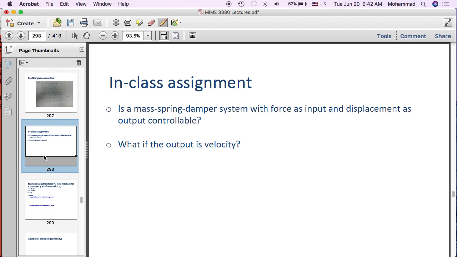Okay, so this is your next exercise. There is a mass spring damper system with force as input and displacement as output. Is this system controllable? What if the output is velocity? Would that system be controllable? So you need to go ahead and calculate matrix A, matrix B for that system, and then set up the reachability matrix. So I'm going to give you a minute to solve this problem, and then we'll work on it together.